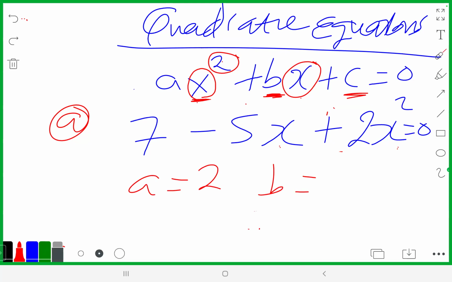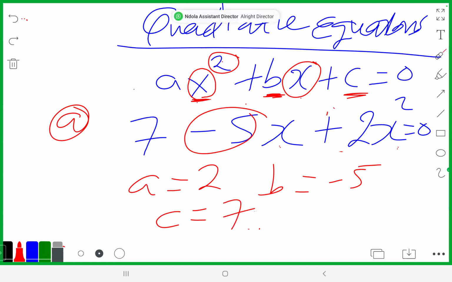The value of B will be what? Negative 5, with the sign, get it. And then the value of C shall be equal to what? To 7. So in short, the message that we are delivering to you is that always, and I repeat, always rearrange the values and make sure that this general equation is guiding you. The value of A is that one which sits where the variable is raised to the power 2. Then the value of B is that one which sits where the variable is raised to 1, and the one where there is no variable is called the C. That's the value of C.